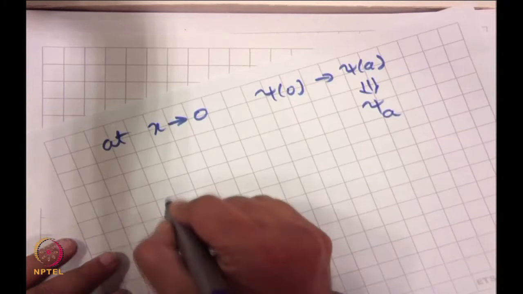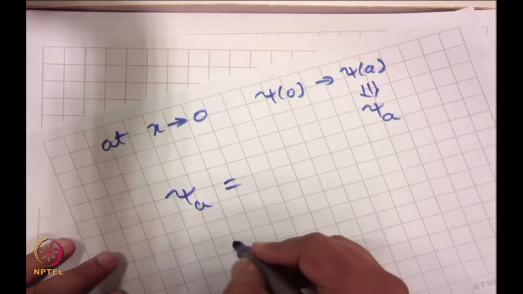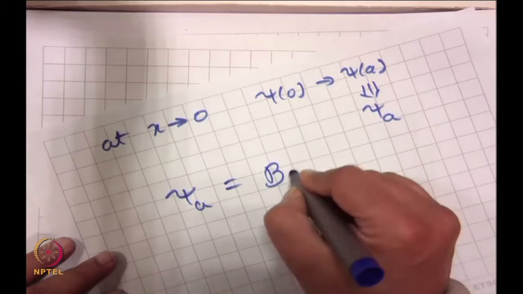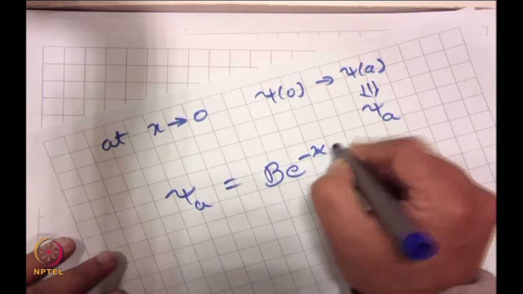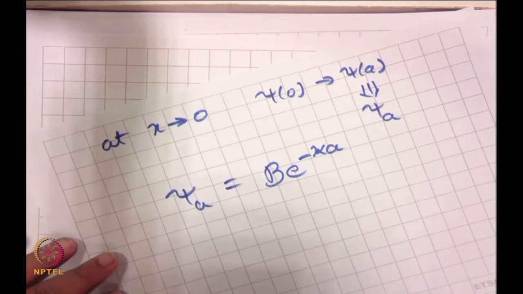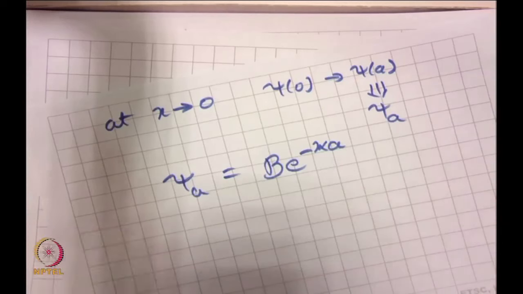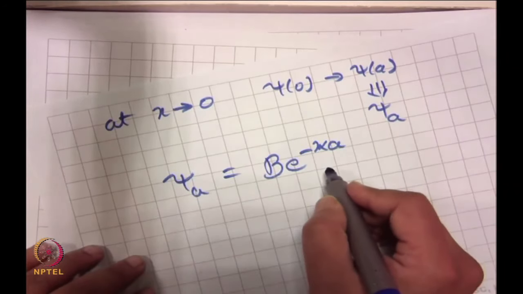Similarly, I can write psi a at x tends to 0 is equal to what? What was I left with? I was left with B e to the power minus kappa x, where x tends to a. So from here what do I have? I have B e to the power minus kappa a. This is for psi a at x tends to a. So I have what?